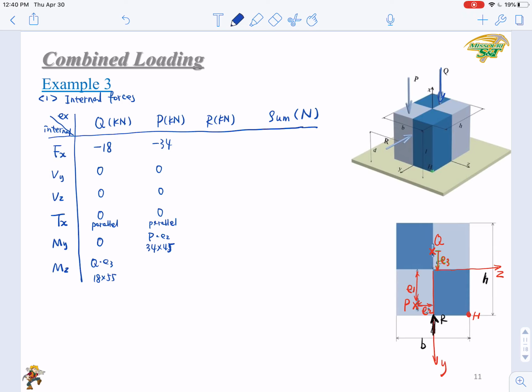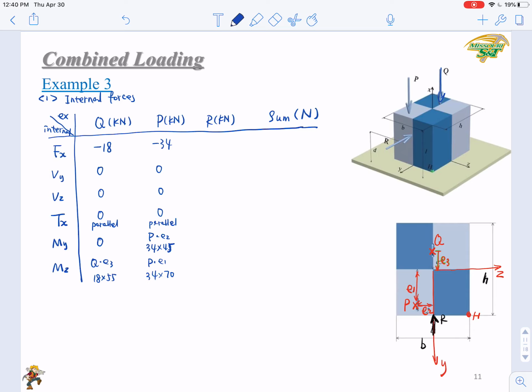Then how about Mz? Okay, look at here. With respect to z-axis, the arm will be E1. Okay, so the P times E1, or 34 times 70. Then let's examine R. Okay, the R is here, right on the bottom.